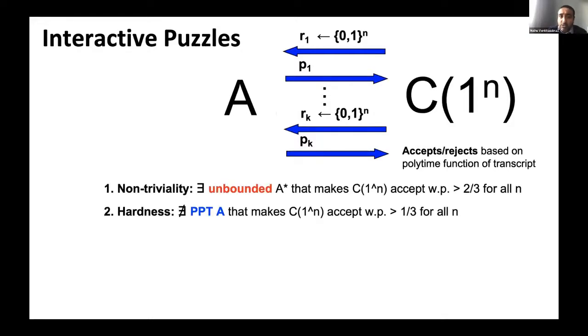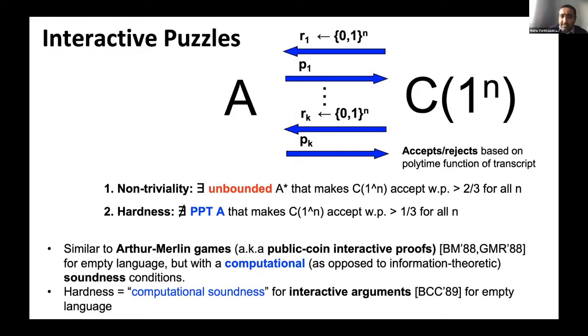There are two conditions that you want for interactive puzzles. The first is non-triviality, which says that there exists an unbounded attacker that can convince the challenger with at least 2/3 probability. And the hardness requirement is that there is no probabilistic polynomial time attacker that can convince the challenger with probability better than 1/3. You can think of this as an interactive argument for an empty language.